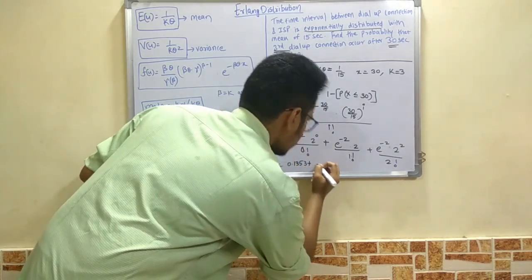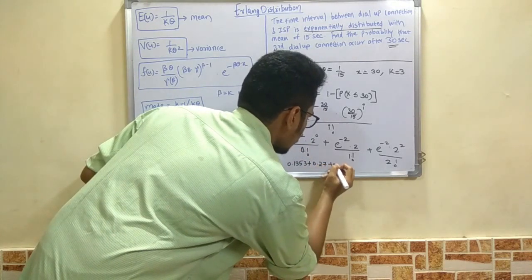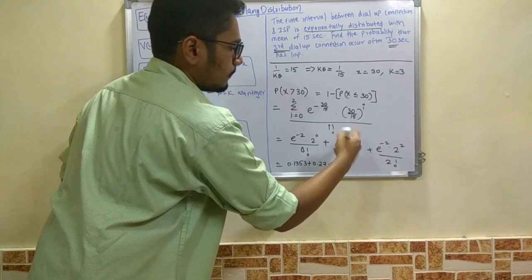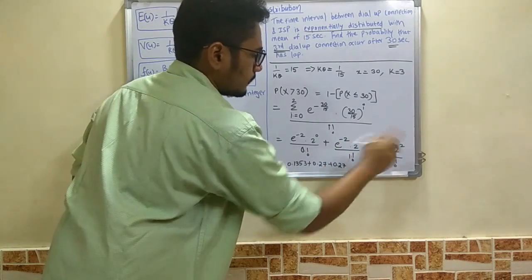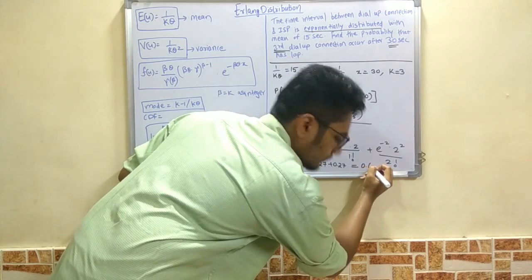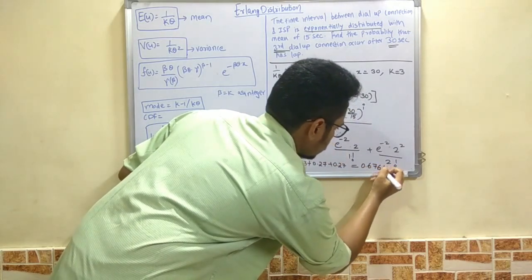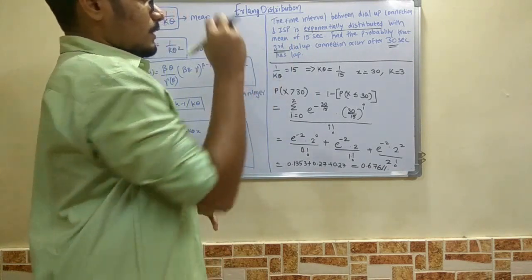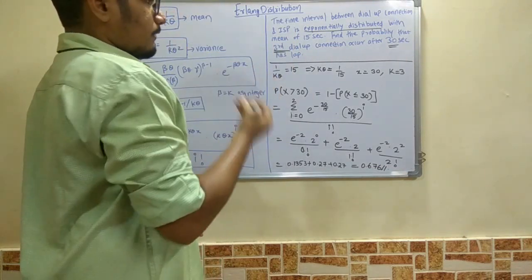And we have the values here as 0.1353 plus 0.27 plus 0.27. This remains the same because it will be e raised to minus 2 and this cancels here, so it will also be the same. And we get the final answer as 0.676. So this is the probability that the third dial-up connection would occur after 30 seconds.